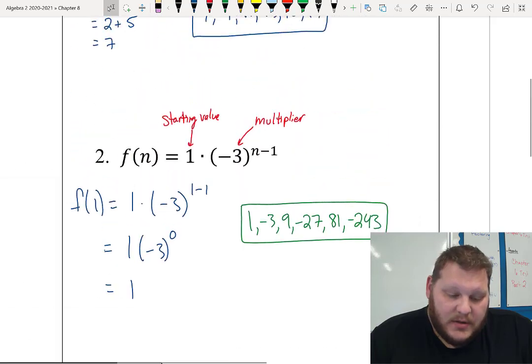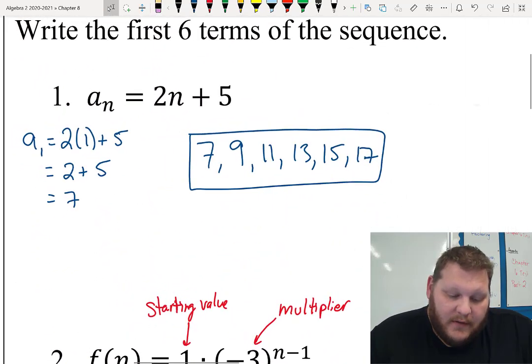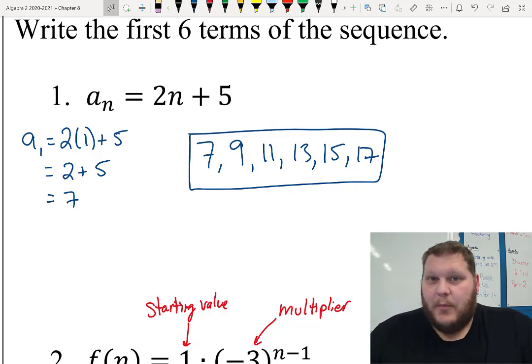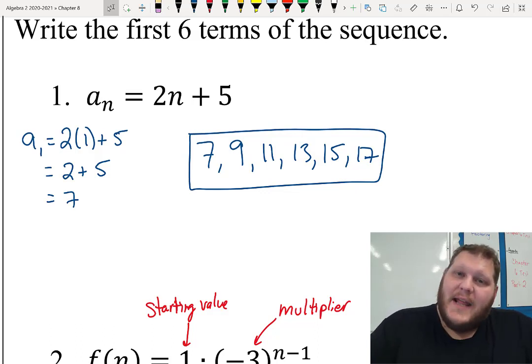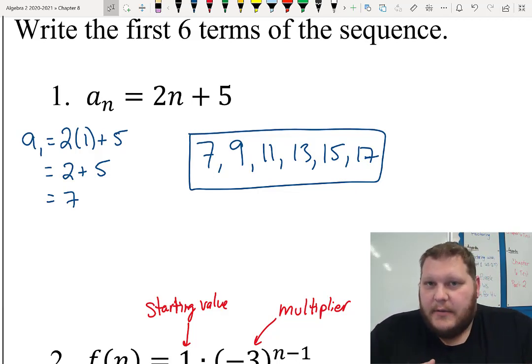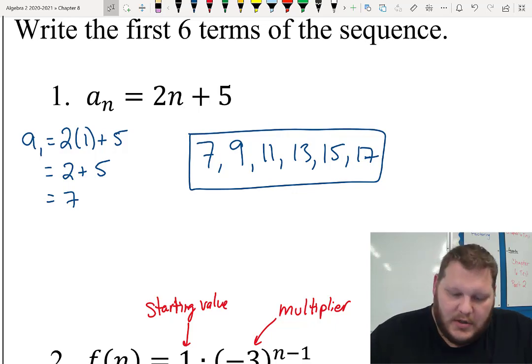If you remember and look back to number 1, that very first one, 2n plus 5, gave us just odd numbers as my output. And the reason that happened is because when you multiply by 2 on your n term, you're either going to be given an even or an odd, depending on what else is going on in your equation.